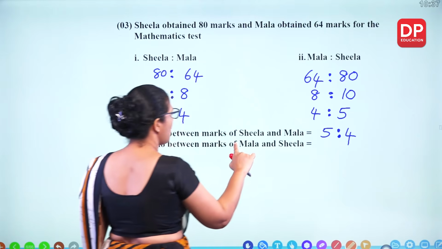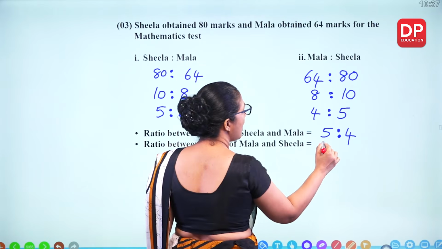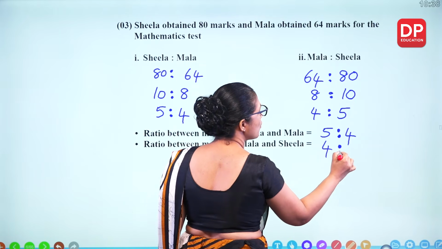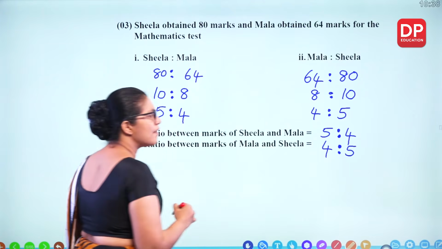If it's marks between Mala and Sheila, this is the other way around, 4 to 5.